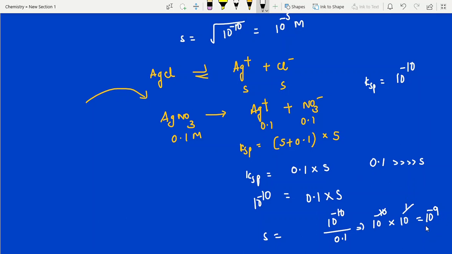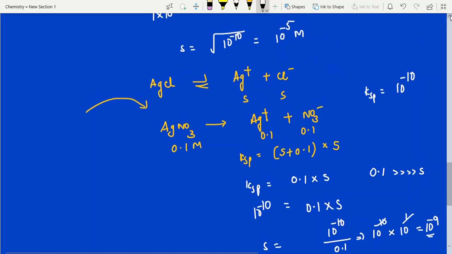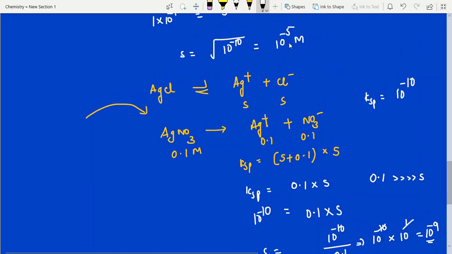So which is the bigger value? Where is the concentration more? See, I will show this value. 10 to the power of minus 5 molar, 10 to the power of minus 9 molar. Which is the bigger value? This value. This is more. It is more soluble. So finally, AgCl is more soluble in water. AgCl is less soluble in the common ion solution, 10 to the power of minus 9. So you'll get questions like this, students.